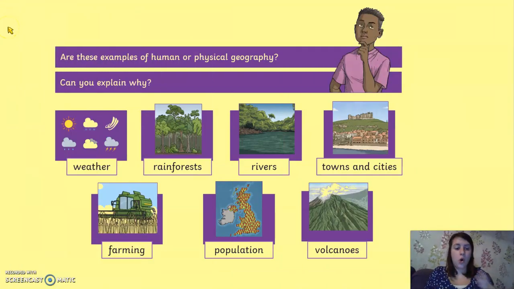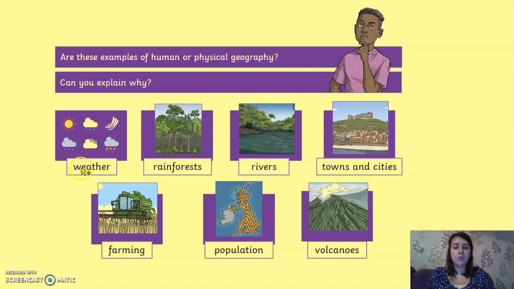So on the screen in front of you, I've got a few things that are listed. Are they examples of human or physical geography? Is it something that happens naturally, or is it something that is affected by us humans and the way we act? So pause the video and I want you to separate them into two groups, human and physical geography, and then come back when you're ready.